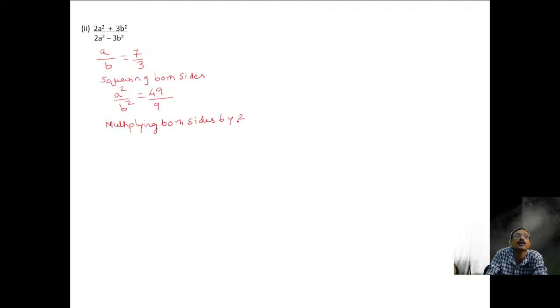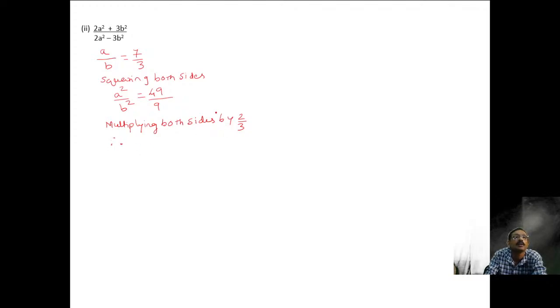Therefore, squaring both sides, what do we get? a square upon b square is equal to 7 square, which gives me 49, and 3 square gives me 9. Okay, we got a square and b square. Now, if you look here, we have 2 here and 3 here. Multiplying both sides by 2 upon 3, let's see.